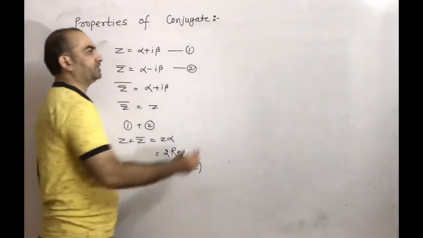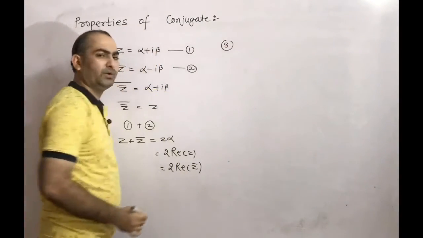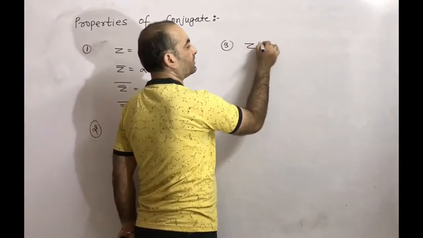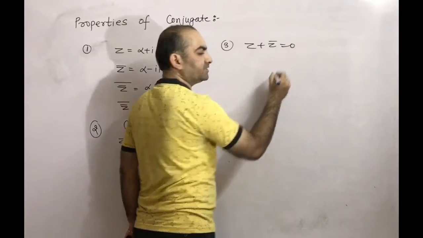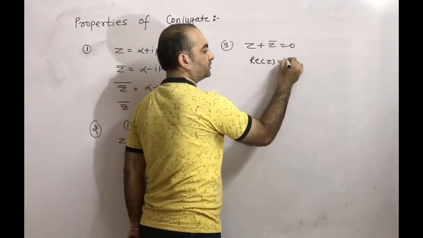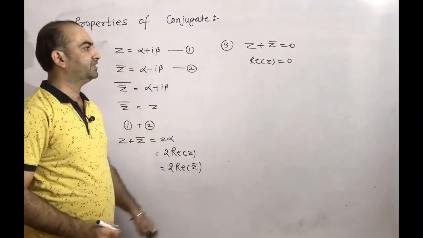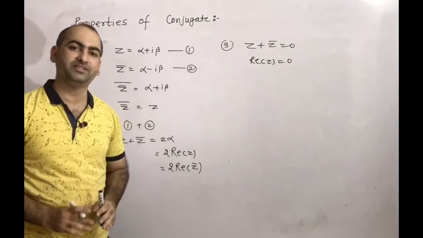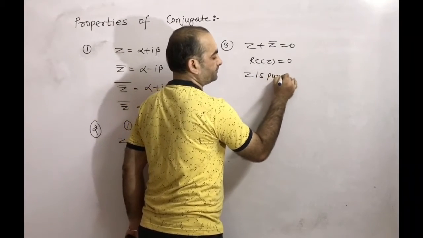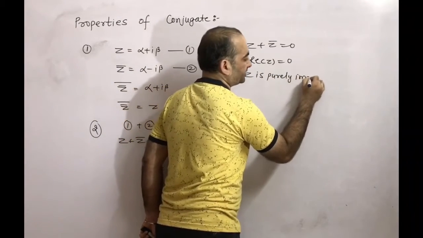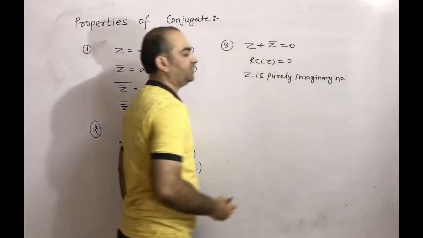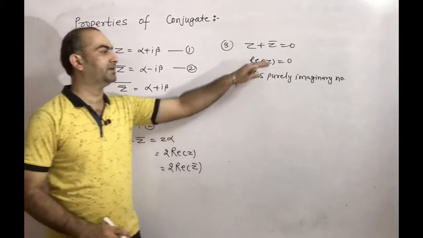Next is property number 3. Now here, if z plus z bar is 0, that means the real part of z is 0, that means we can say that z is a purely imaginary number. Okay, z is a purely imaginary number if z plus z bar equals 0.